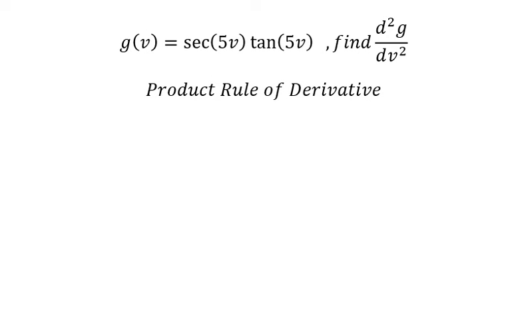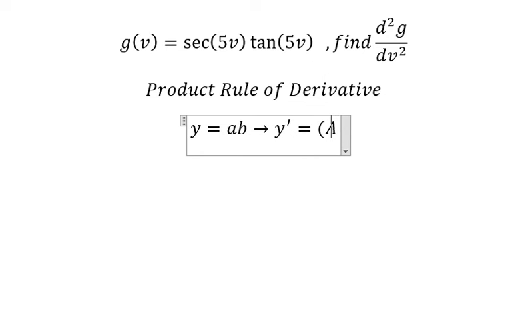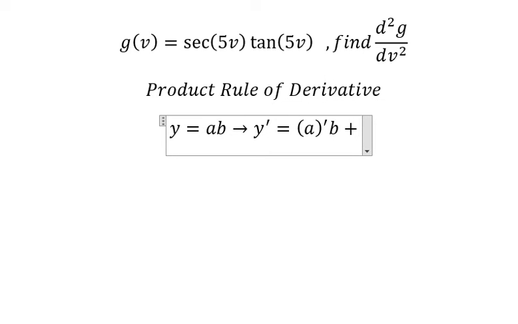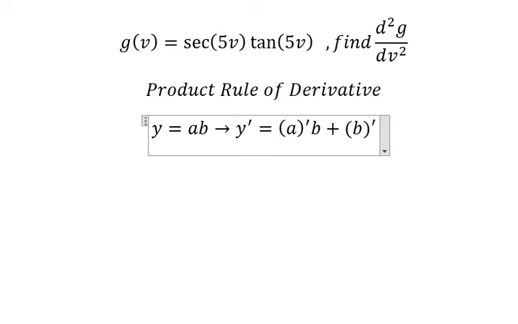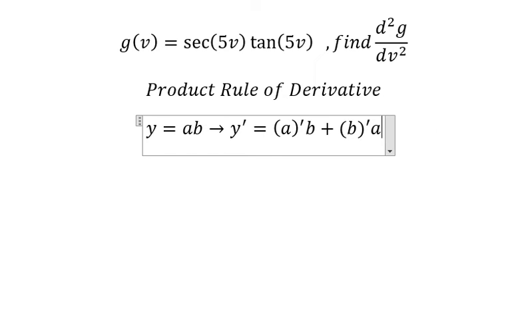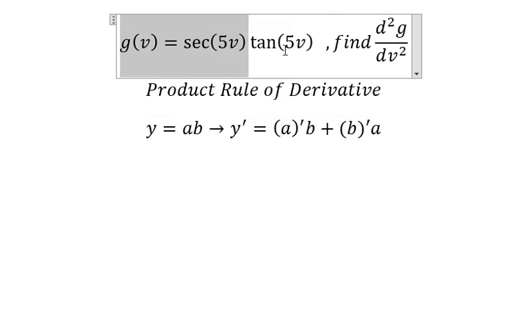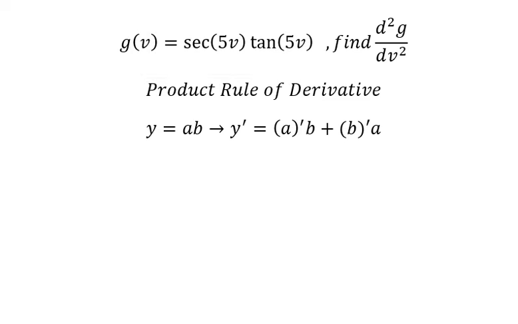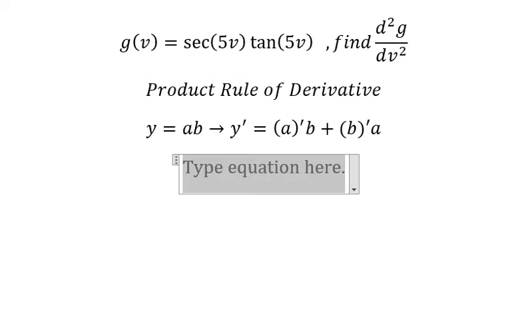So we have y equals ab. If we do the first derivative, we need to do the first derivative of a multiplied by b plus the first derivative of b multiplied by a. So if we apply the formula in here, that should be like this.